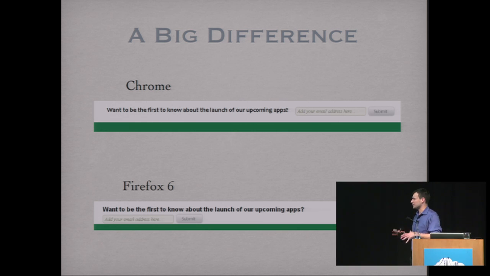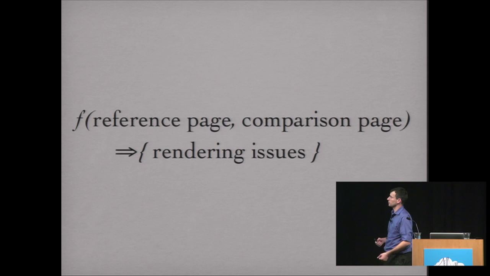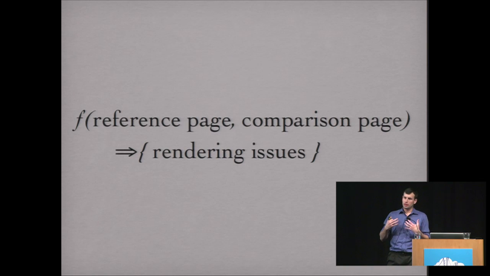In this particular case, the issue is fairly minor, but we've all encountered cases where a form element is wrapped or a div is wrapped, and it causes the rest of the page to end up completely out of whack. So what I really want is a function that models this process. We just looked at 2 pages, and we discovered there was a set of rendering issues. So that's where I started with this. I wanted to give some function 2 pages and get back a set of rendering issues.